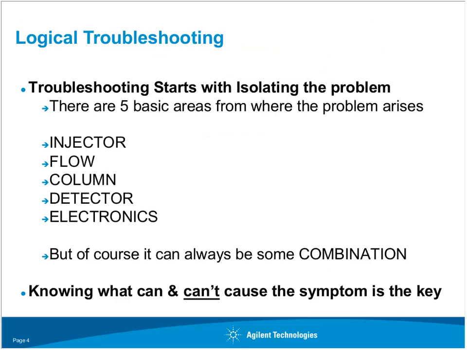So what we're going to do is break this down, starting with logical troubleshooting. There are 5 basic areas from where the problem arises: the injector, the flow, the column, the detector, or possibly the electronics. But remember, it can always be some sort of combination of these things. The inlet could be creating some of the problem, followed by the column and the detector. And knowing what can and can't cause the problem in the system is key.